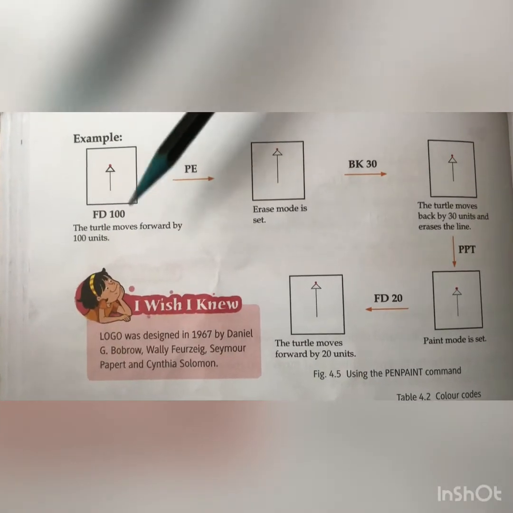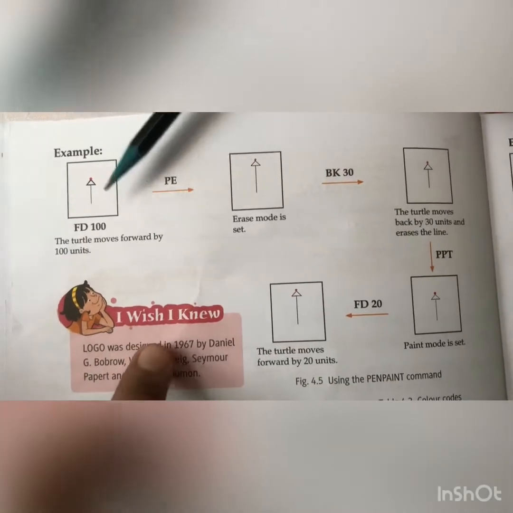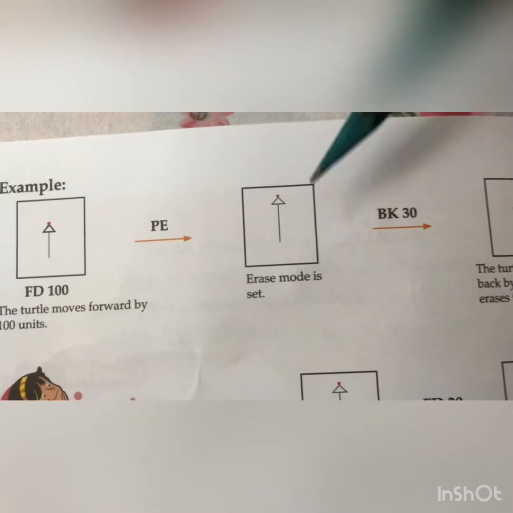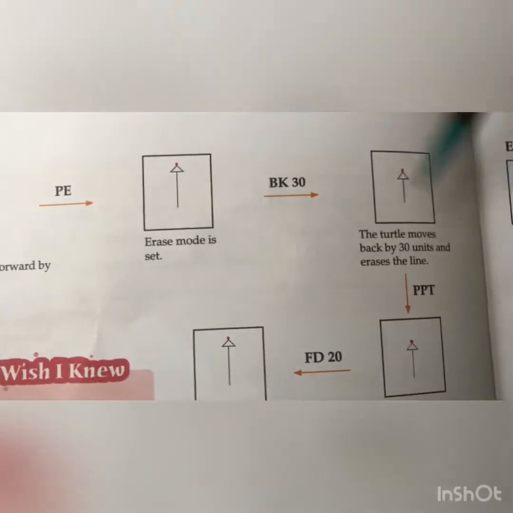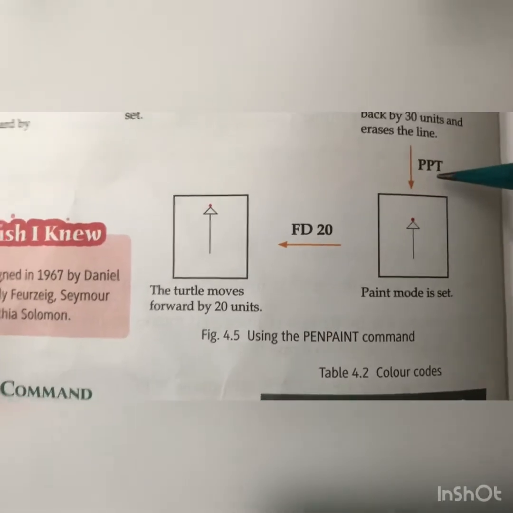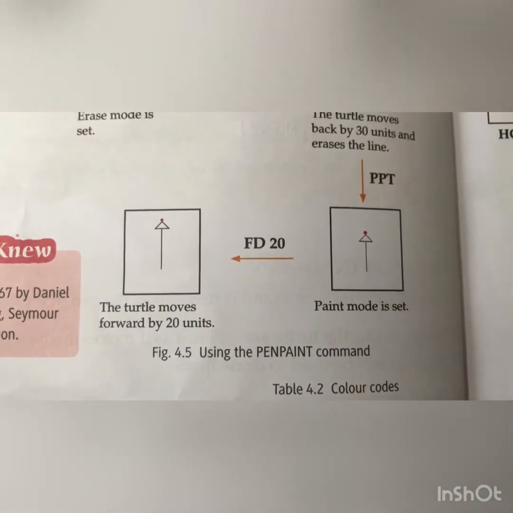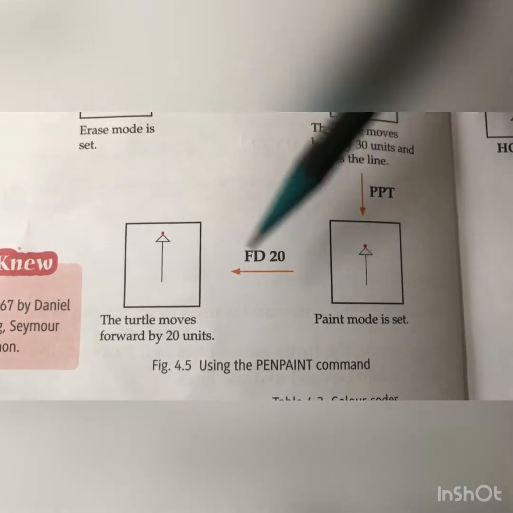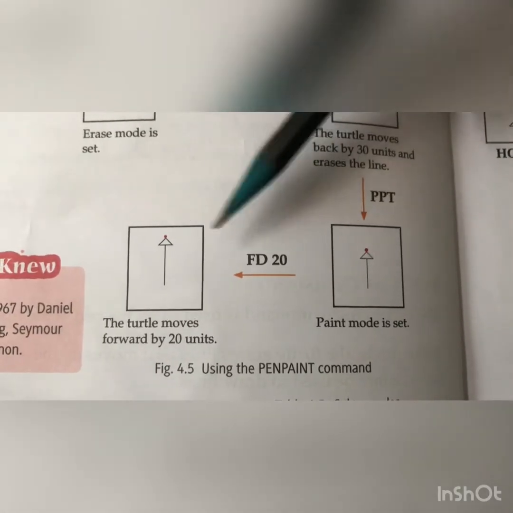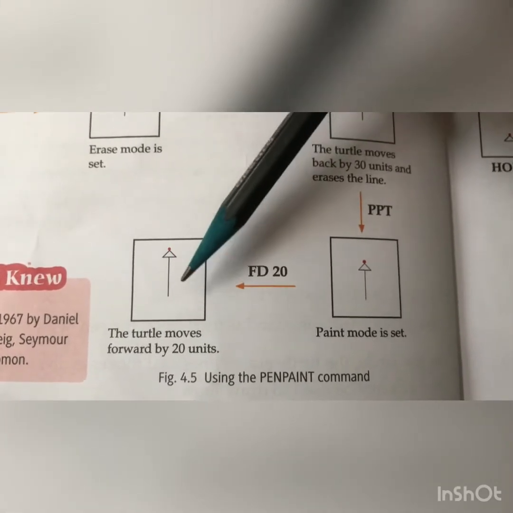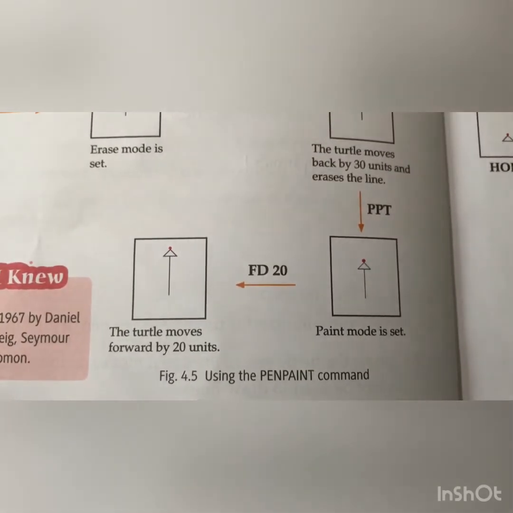Example: FD 100, it moves the turtle forward by 100 units. PE, that is pen erase, the mode is on. BK 30, that we have done in the last example. Then I put the command PPT. Paint mode is now set. Now if I give one command forward 20, it draws a new line of 20 units with our turtle.